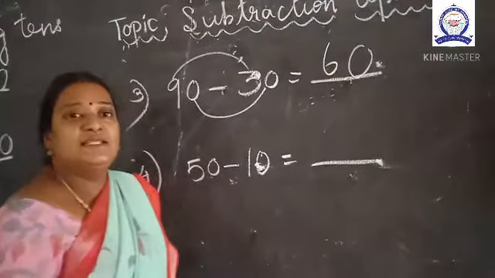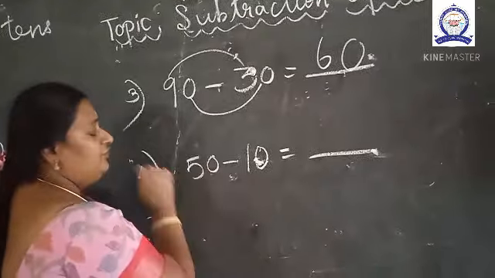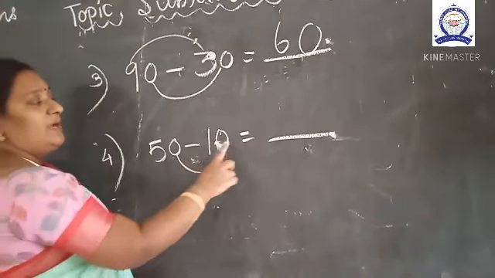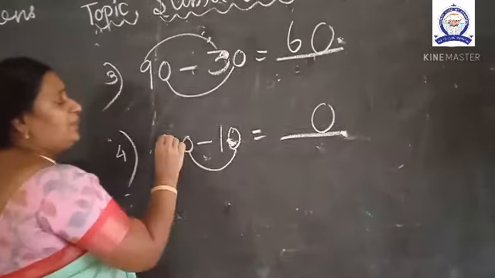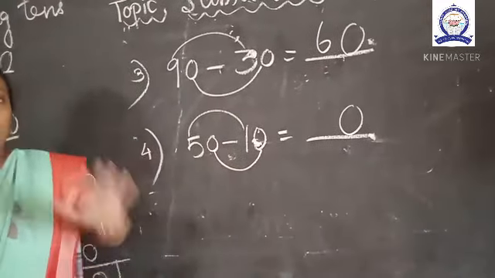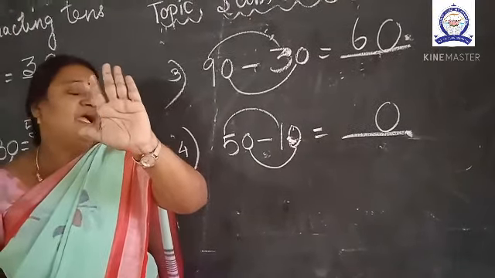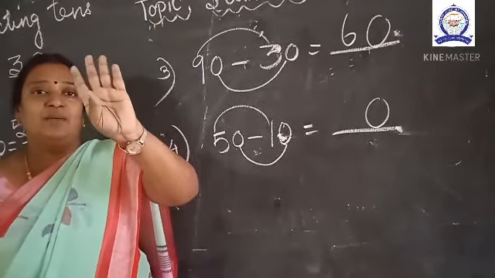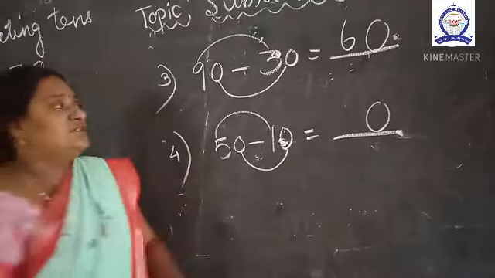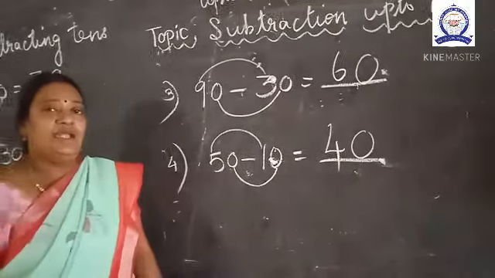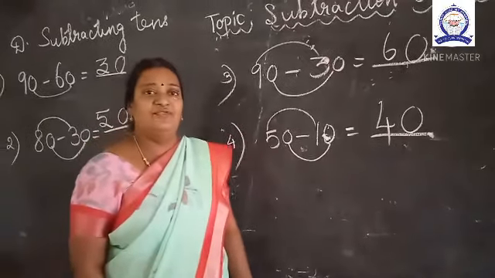Total answer is 60. Again, fourth question. Subtract the ones place digit. 0 minus 0 is 0. Subtract 5 minus 1. This is 5. 5 minus 1. So ஒரு finger மடக்கிட்டா மீதி எவ்வளோ? 4. So your answer is 40. So subtracting tens, use the finger method itself.